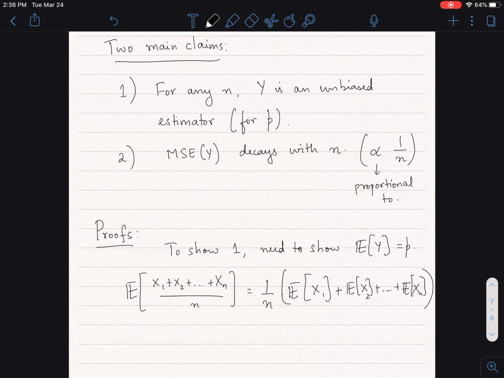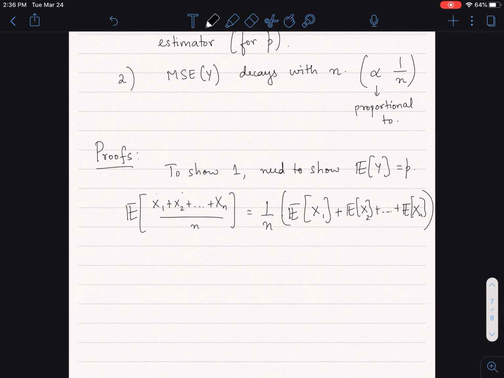Okay, because the expected value of the sum is equal to the sum of the expectations, and you have 1 by n, which is a constant, so this is what you have. Okay, and so this is it, right?